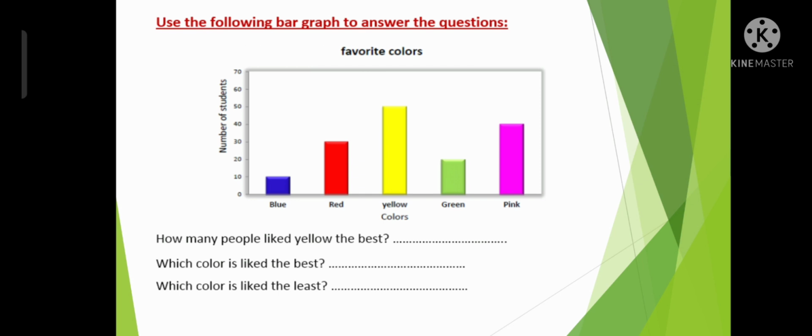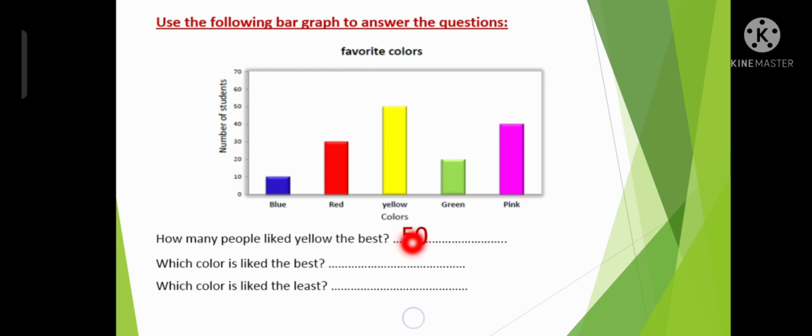Use the following paragraph to answer the questions. Our paragraph about favorite colors. How many people liked yellow the best, okay? I ask you using how many, so I want the number of students. This is the yellow bar, okay? The number of students will be 50.